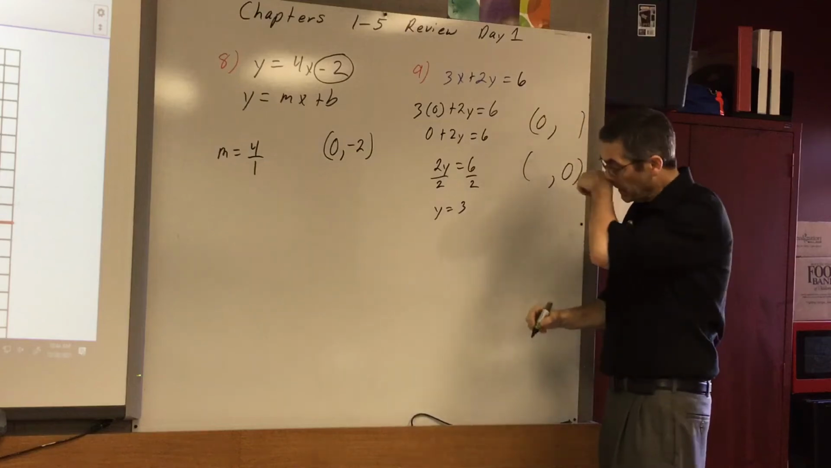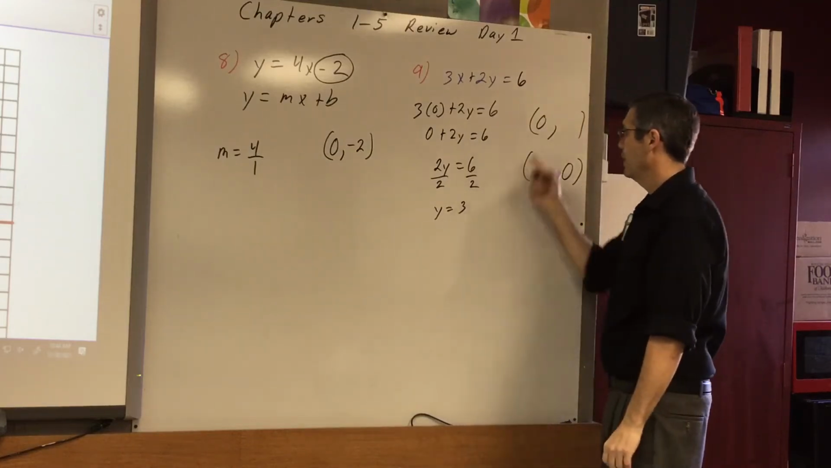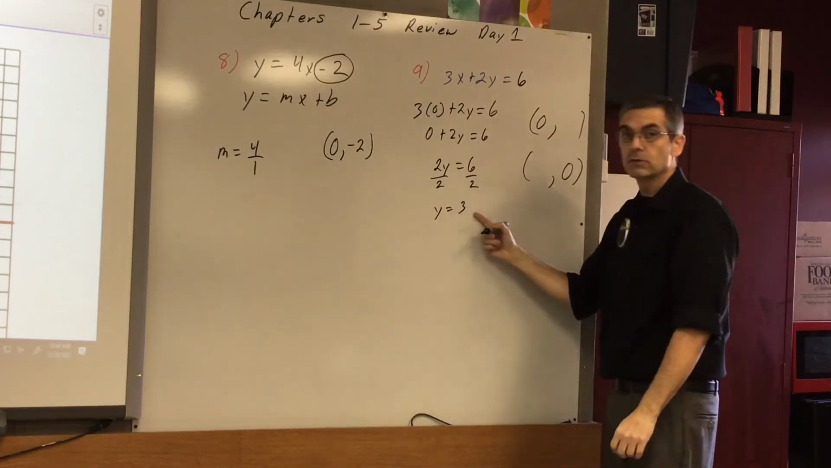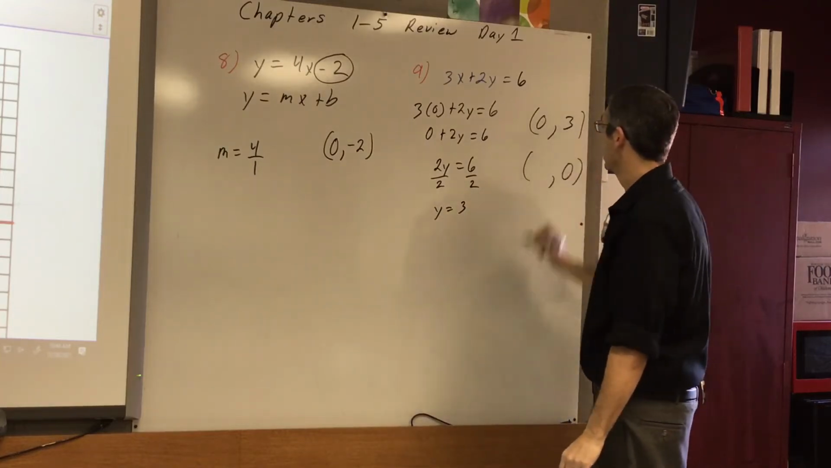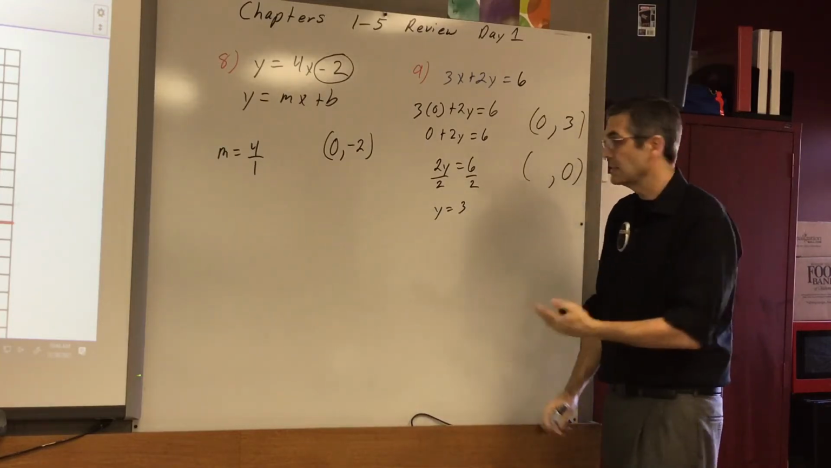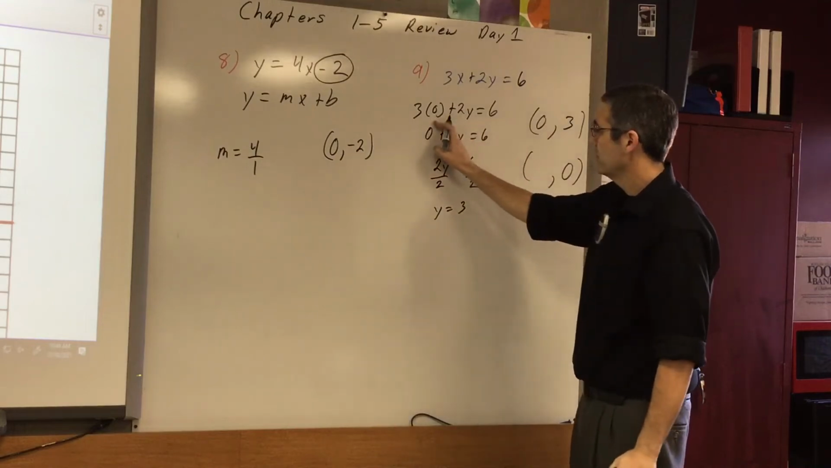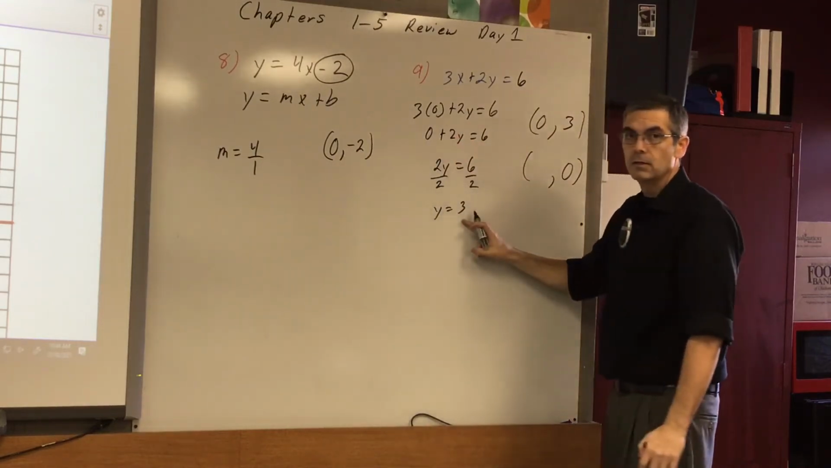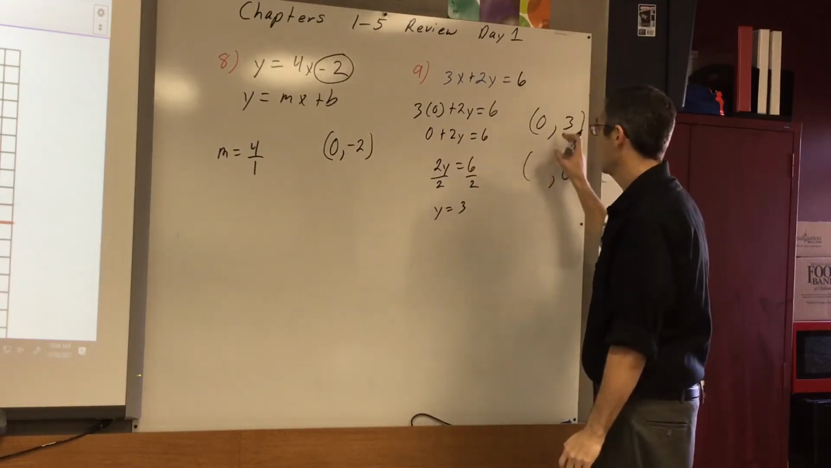Now look, what this says is that when x is 0, y is 3. Okay? That's what that says. Because I plugged x in for here, solve for y, so when x is 0, y is 3.